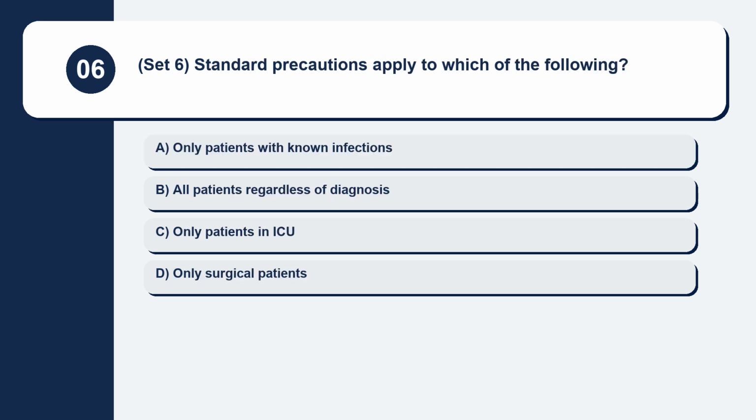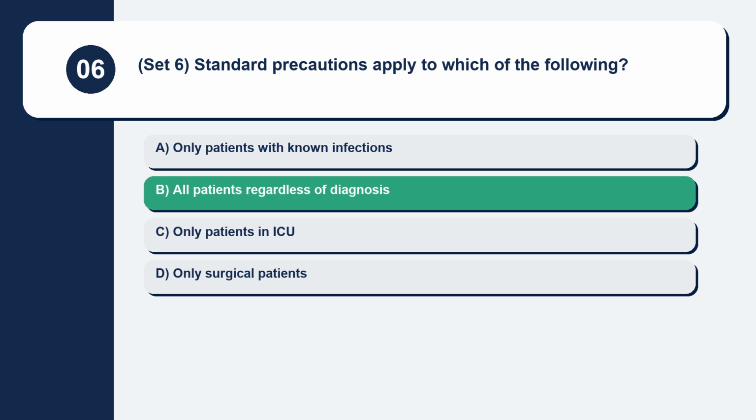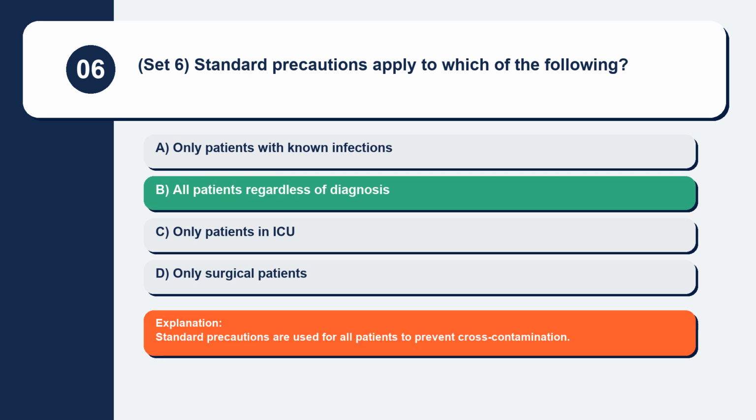Question 6. Set 6. Standard precautions apply to which of the following? Only patients with known infections. All patients regardless of diagnosis. Only patients in ICU. Only surgical patients. Standard precautions are used for all patients to prevent cross-contamination.